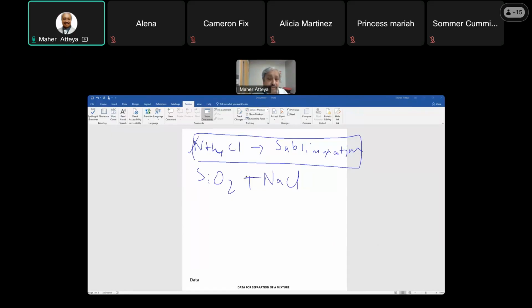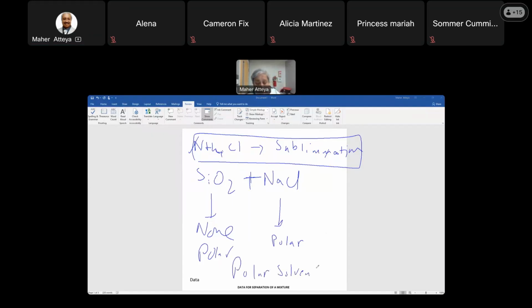Now we'll look at their solubility, their polarity. This is non-polar, okay? And this is polar. So we are using the other feature of the two solids here, sodium chloride and silicon dioxide. Silicon dioxide is called sand, and sodium chloride is kitchen salt, correct? So we'll add to them a polar solvent. So we'll add to them polar solvent, H2O.